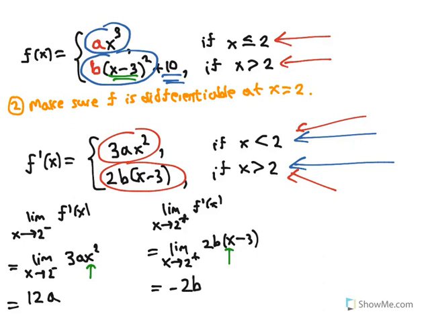And again, you've got to make sure that f is differentiable at x is equal to 2. So the left-sided limit of the derivative and the right-sided limit of the derivative at x is equal to 2 must equal each other. The one-sided derivatives at x is equal to 2 must agree. So we're going to write 12a is equal to negative 2b.